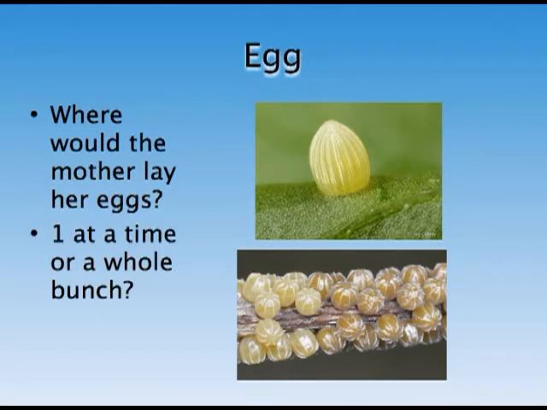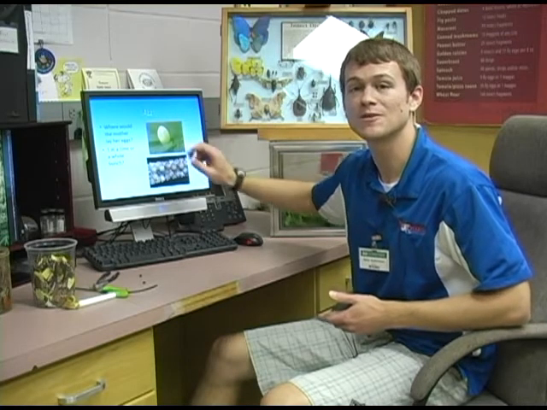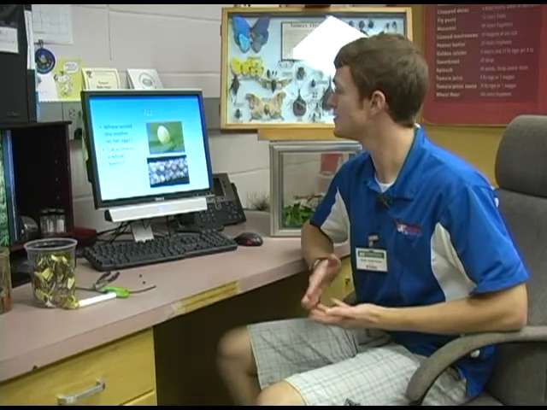So we'll start out with a little more detail on the egg. Here we have different pictures of eggs. You can see they're different shapes. Even the egg is different between different types of butterflies. So I like to pose the question, where would the mother butterfly like to lay her eggs? She wouldn't want to just lay them anywhere.